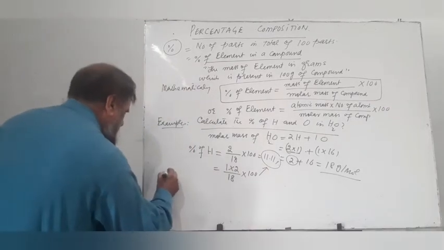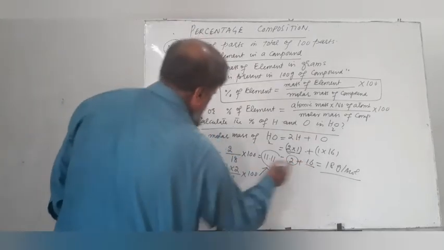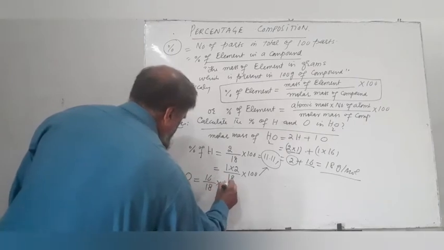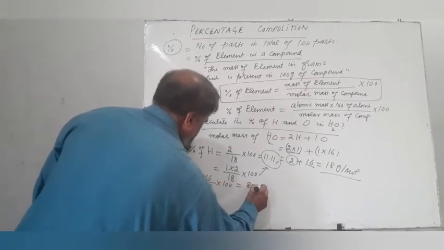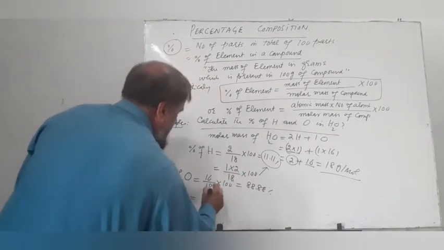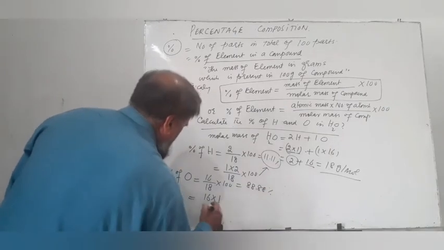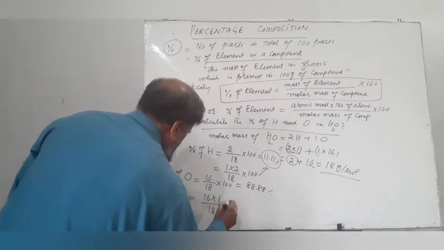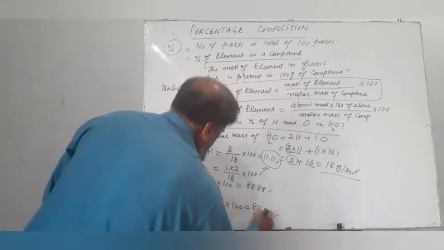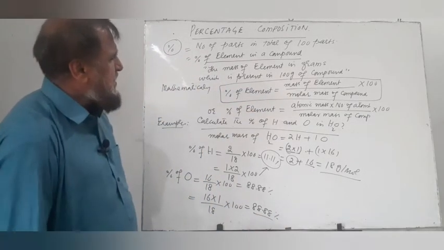Similarly, the percentage of oxygen in water is the mass of oxygen, which is 16, divided by molar mass 18 into 100. We get the percentage 88.88%. Or alternatively, we can write the atomic mass of oxygen is 16, the number of atoms present in the compound is 1, 16 into 1 divided by 18 into 100, we get 88.8%. So we can use 2 different formulas to calculate the percentage of element.